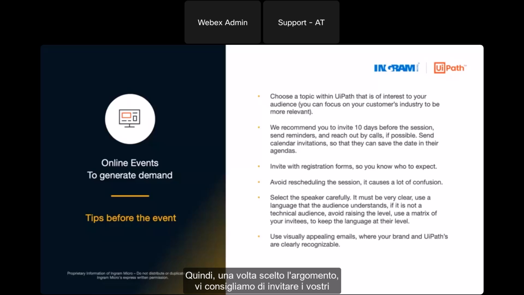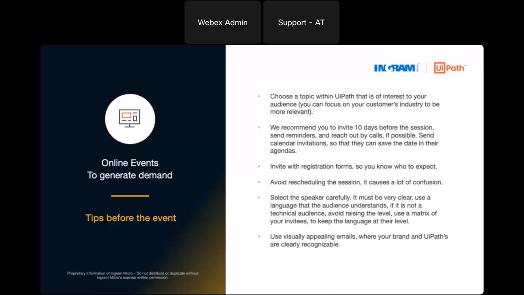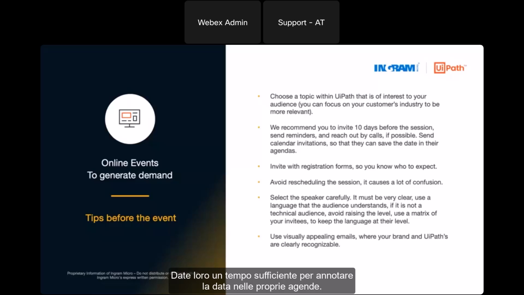Then once you choose that topic, we recommend you invite your customers or your potential customers 10 days prior to the session, right? 10 days is a good time frame. You give them sufficient time to save the date on their agendas. It's very important to include that save the date as part of the invitation, right? They can add the event to their calendars. That way they're going to actually save that space in their agenda. You can also send reminders maybe a couple of days before, an hour before the session, so you make sure that they don't miss your activity.